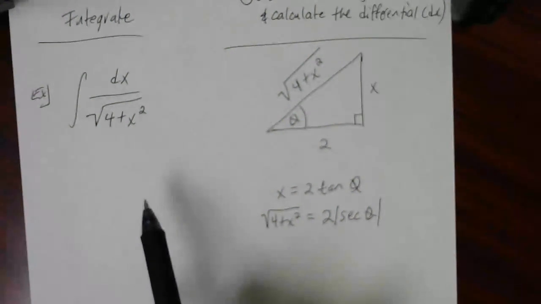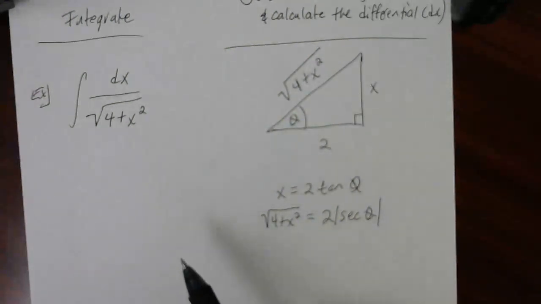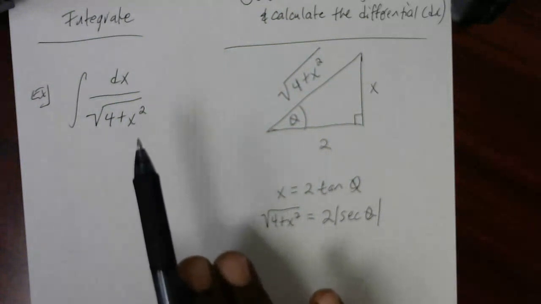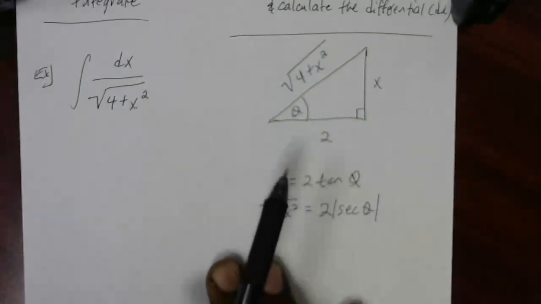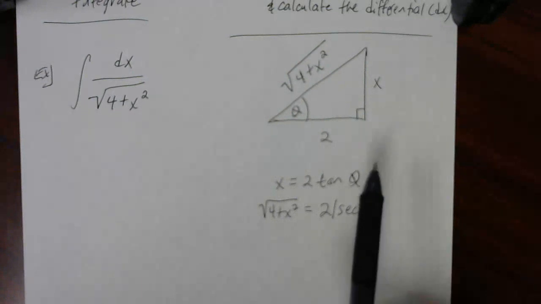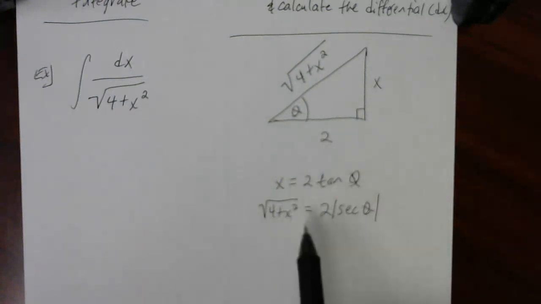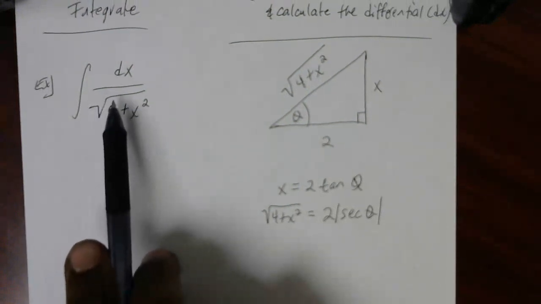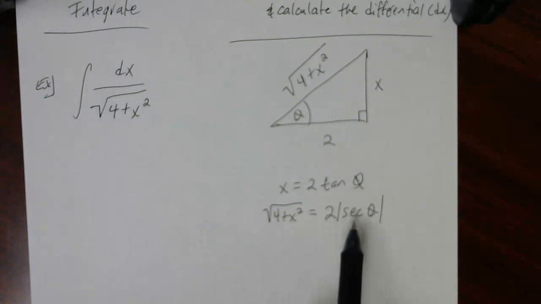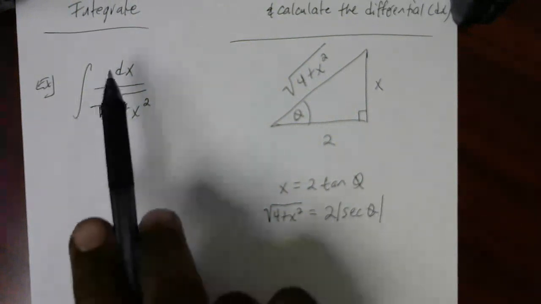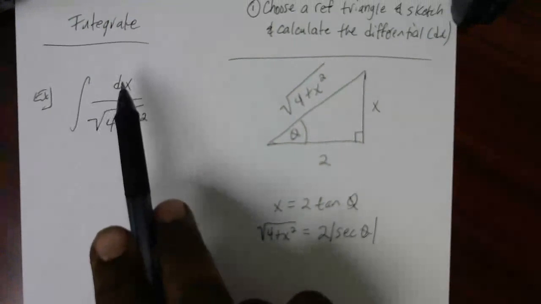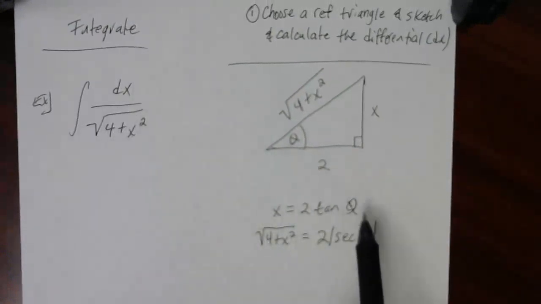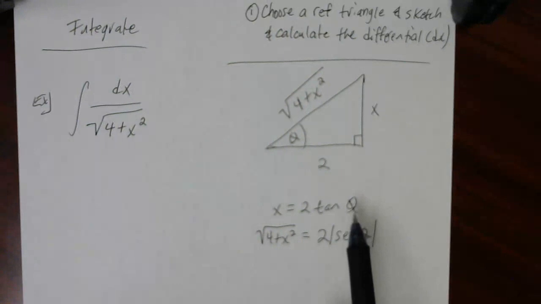So notice that I'm transforming my variable from x to theta. In the other problems, when we substitute it, we transform the variable from whatever we were given to u. For the trig substitution problems, we are transforming our variable to theta. So this will allow us to rewrite the denominator, right? We can rewrite the denominator as 2 times the absolute value of secant theta. Well, what about dx? How can we transform dx into theta?